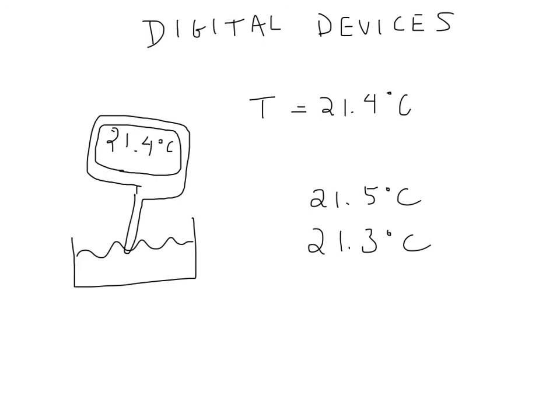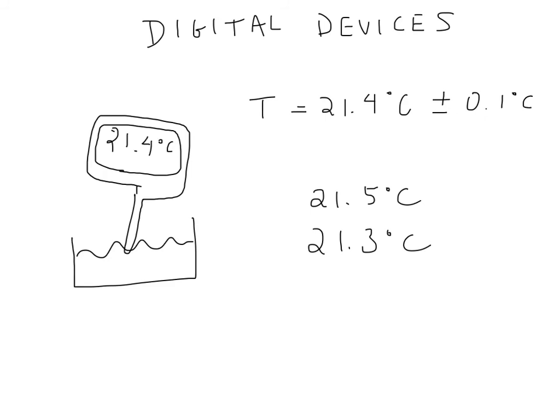Very obvious. So in other words, if this is the reading that we see on the digital device, then we know the actual value of the temperature can't be more than 21.5, and it can't be less than 21.3. Because if it were either of those things, then we wouldn't see 21.4. We would see one of these values, right? Or maybe something even higher or lower, and so forth. So the way we do digital device uncertainty is we say, this is the rule. We say, the uncertainty is plus or minus 0.1 degrees Celsius.